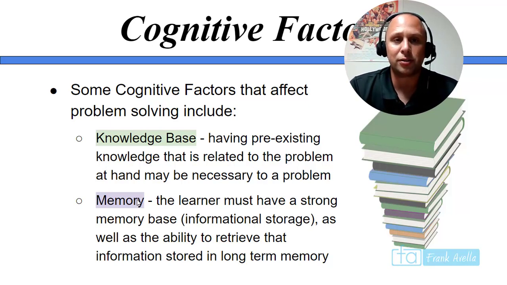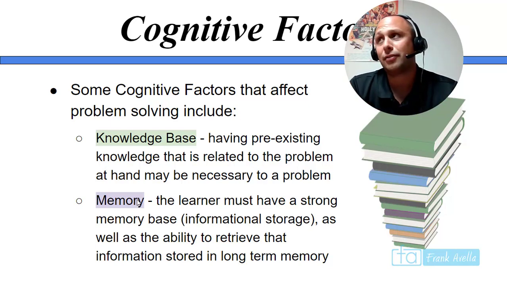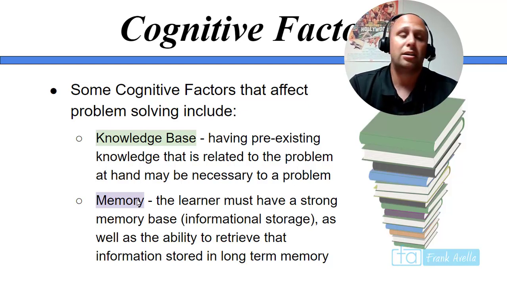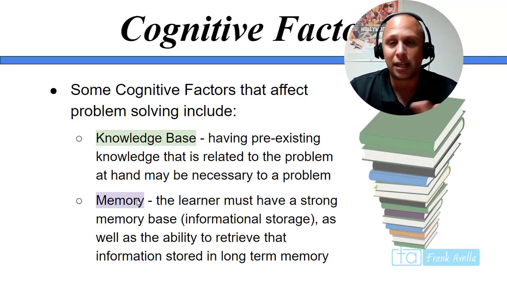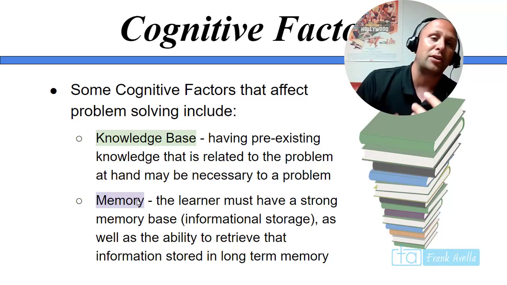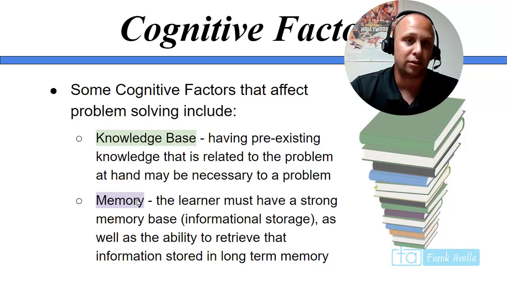And memory, the learner must have a strong memory base, as well as the ability to retrieve memory. This comes with a lot of things, like a social studies test, and they're asking you a question on, I don't know, the Industrial Revolution, and you have to explain something. So you might need to tap into your memory and whatever you remember about learning about the Industrial Revolution to solve that problem.